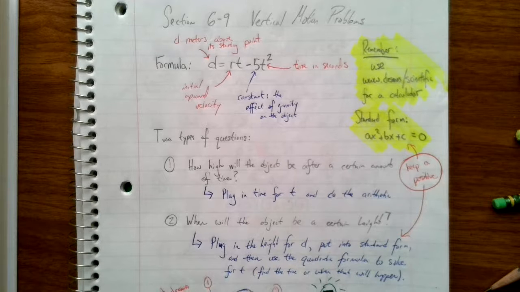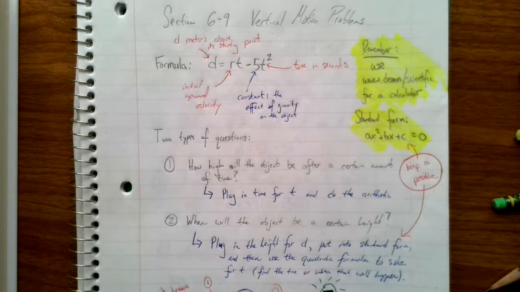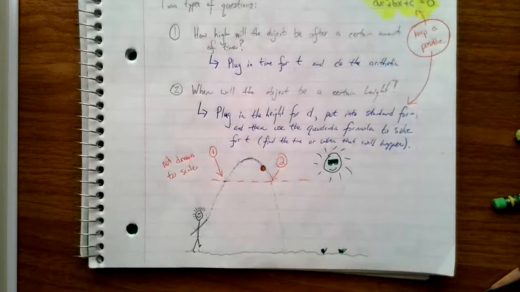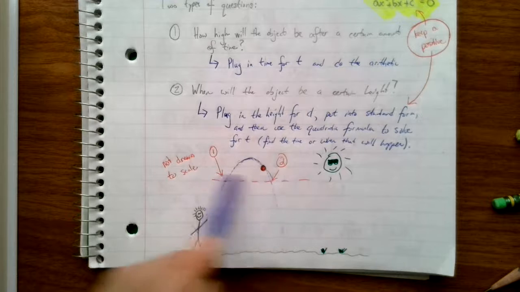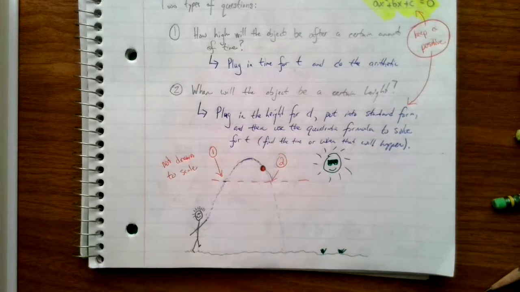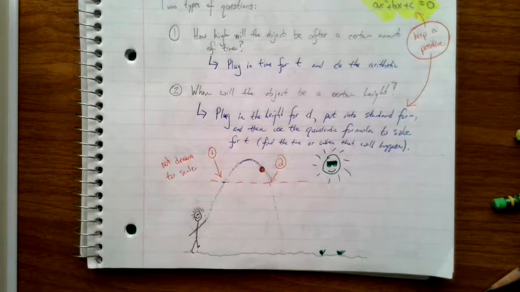The other thing this formula can do is tell us when an object will achieve a certain height based on an initial upward velocity. Remember that when an object goes up in the air, it will often achieve a certain height at two different times, on its way up and also on its way down.